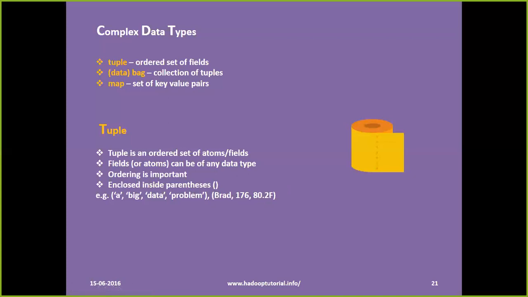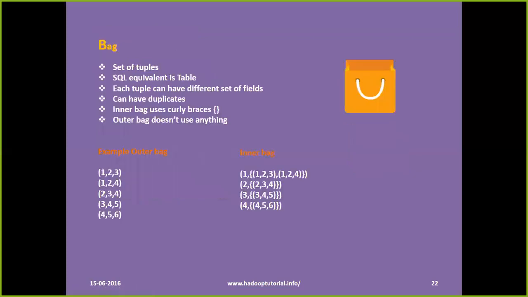In Pig, the tuple values are enclosed with parentheses. Now, this is one such record in a table, and if you put all those records together, then that table is called a bag in Pig. It is nothing but a set of records or set of tuples. The SQL equivalent is a table. Each tuple can have a different set of fields, and a bag can have duplicate tuples also. So duplicate records are allowed.